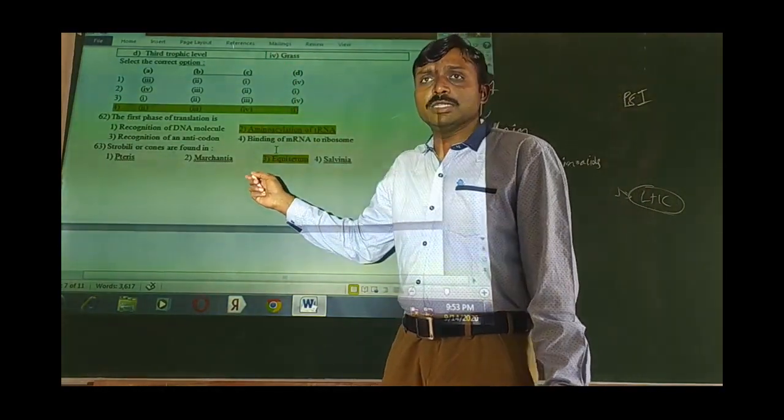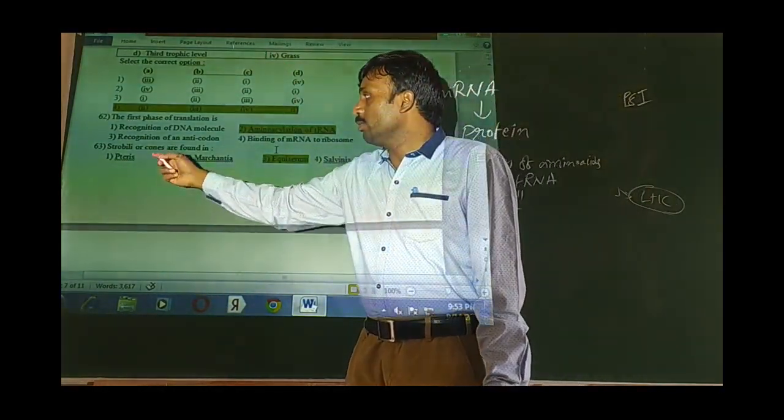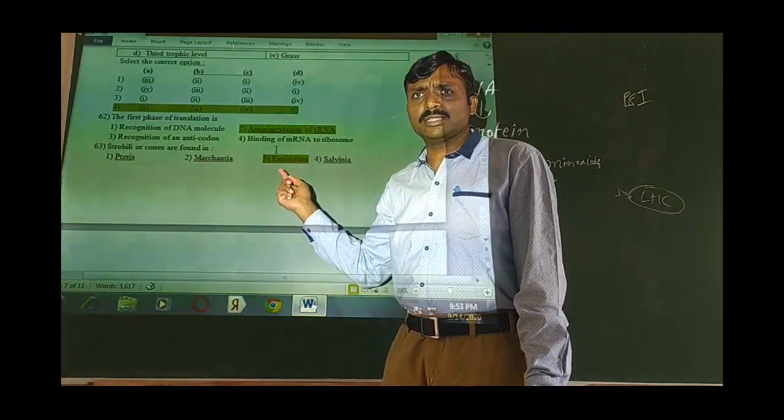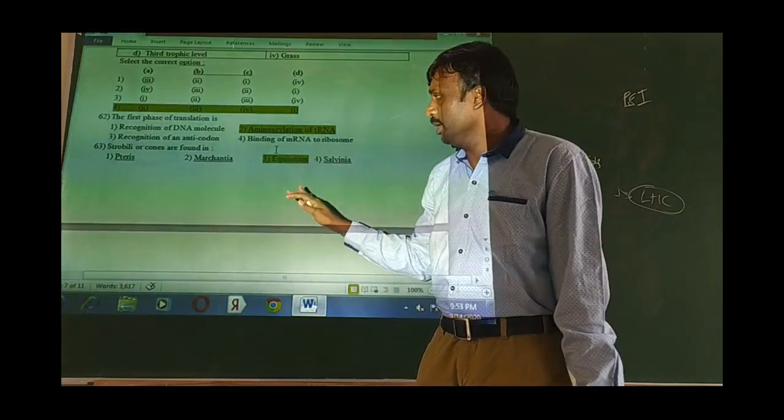Okay, 63. This is from the plant kingdom lesson. Strobili or cones are found in Equisetum. Again, this is also directly from the NCERT textbook.